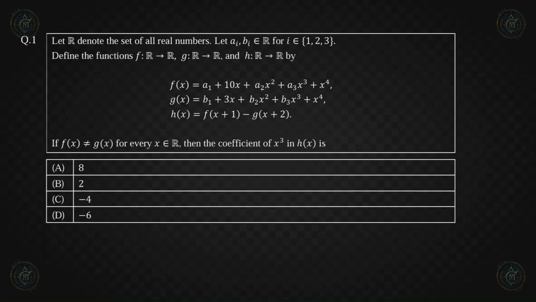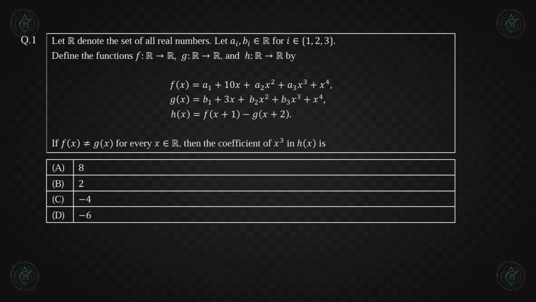Let us start with paper 1 question 1. This is a single correct question that appeared in JEE Advanced 2025 paper 1 section 1. We have a plus 3 and minus 1 marking scheme for this question. It says let R denote the set of all real numbers. Let a_i and b_i belong to R for i equal to 1, 2, 3.